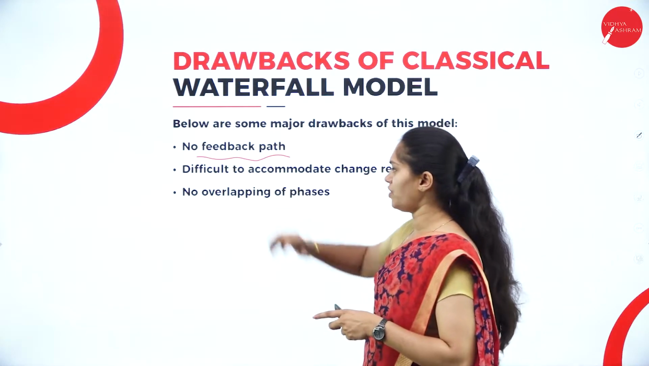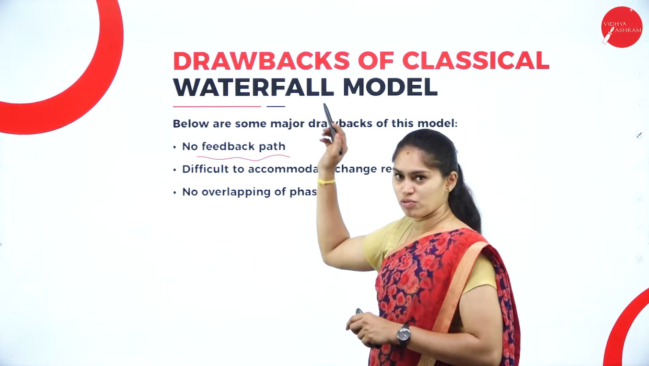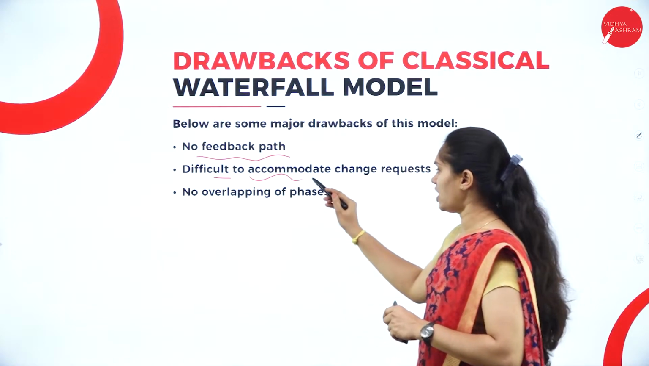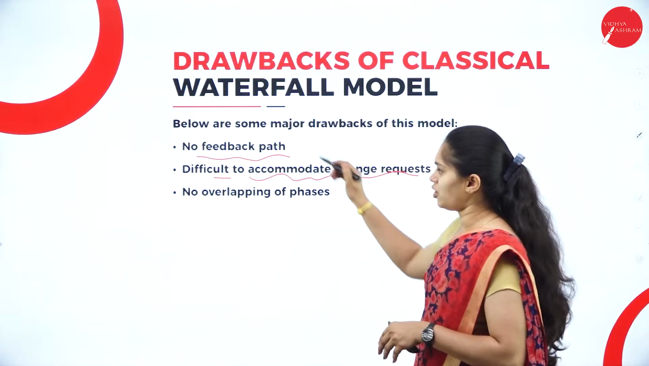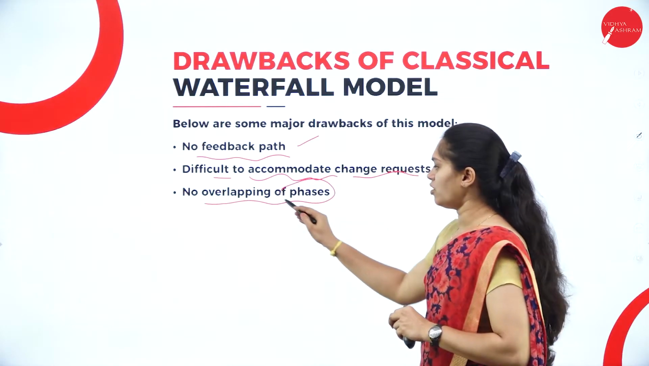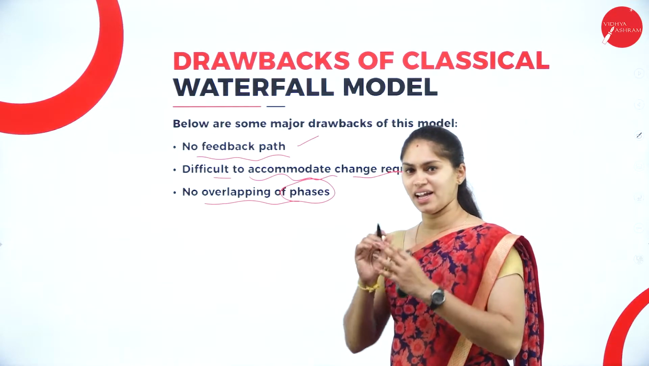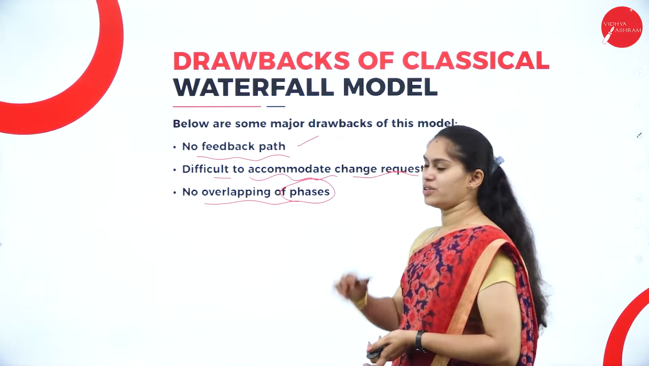That is what no feedback path means in the waterfall model, the classical waterfall model, and also it is difficult to accommodate a change request. Why? Because we can't overlap and there is no feedback path, so it is difficult, and there is no overlapping of phases. Whenever I'm designing, if I want to code in parallel, that is not possible in the waterfall model.